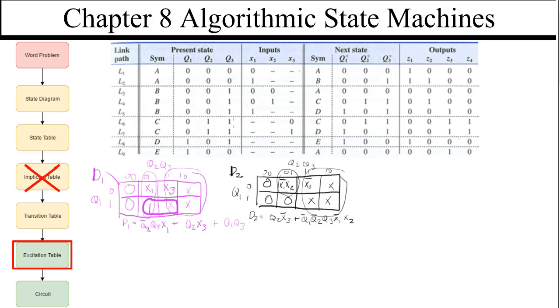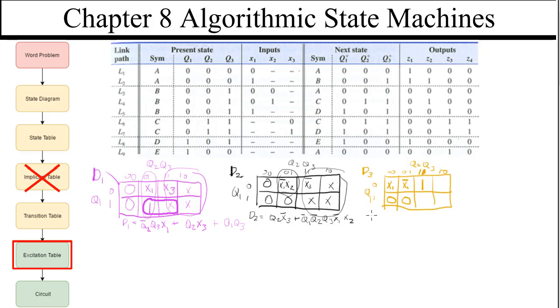Okay, so let's do Q3 plus, D3. Okay, it's going to follow X1 in the 0, 0, 0 state. All right, in 0, 0, 1, Q3 is the opposite of X1. And then it's 1 here in 0, 1, 1. In 1, 0, 1, it's 0. And then in 1, 0, 0, it's 0.